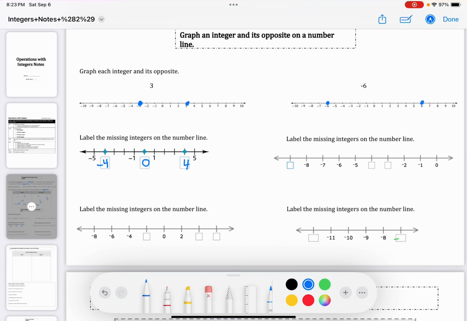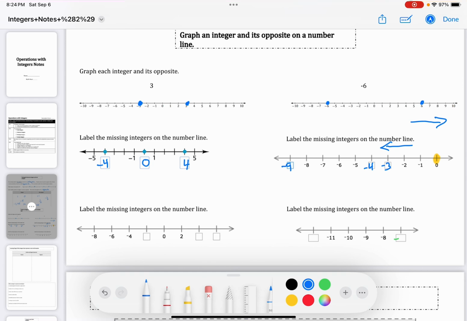On the next one, it looks like we start at 0 over here, and we're working down the negative side. Now, just like numbers get bigger as you go to the right side, as you count up, they actually get smaller going this way. So -1, -2, -3, -4, -5, -6, -7, -8, and then -9.